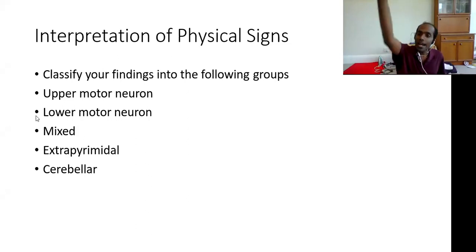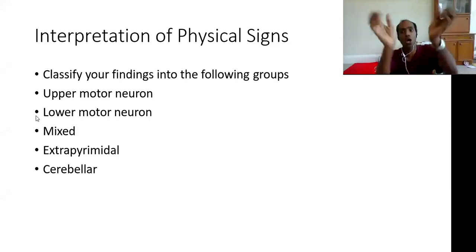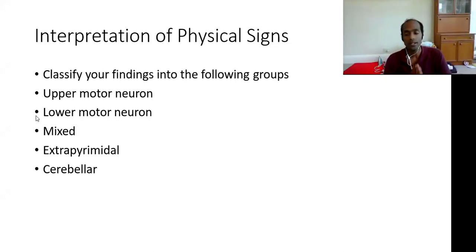So you have 5 categories. When you finish your examination, you should be able to classify, all right, this patient has a pure upper motor neuron type syndrome. Examine another patient. This patient has a pure lower motor neuron type syndrome. Another patient might have a mixed upper motor neuron, lower motor neuron syndrome. The next patient might have extrapyramidal type signs, and another patient might have cerebellar signs. So you need to package your signs into these categories. Okay, so that is the first step.